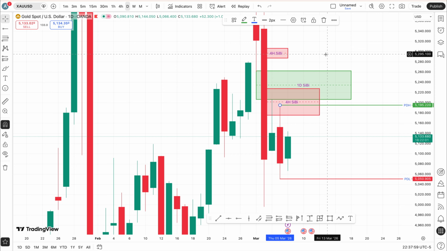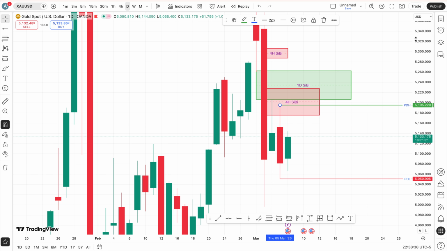Why are these levels important? Because they represent liquidity pools. Retail stop losses often sit above highs and below lows, and institutional traders know this and often push price towards those areas before making a real move. So before taking any trade today, we want to understand, is the market targeting yesterday's high or is it targeting liquidity below yesterday's low? Until one side is taken with clear displacement, the market is still operating inside its range.